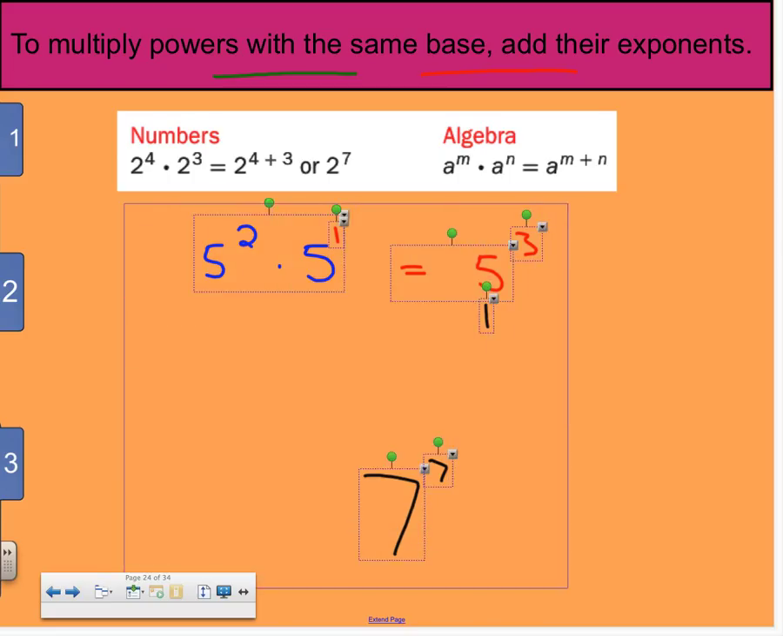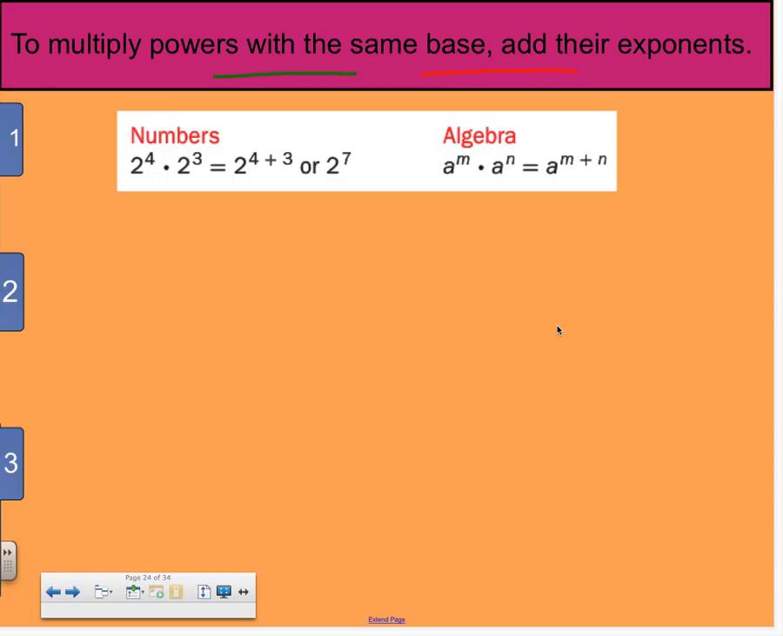The key in these examples is making sure that if a number does not appear to have an exponent, you remember that it has the exponent of 1. Our second example is a similar thing, but now we're dealing with variables. We have c to the 3rd power times c to the 5th power. You need to make sure you pay attention to whether they're asking you to solve a problem or simplify a problem. In this case, they want you to simplify.